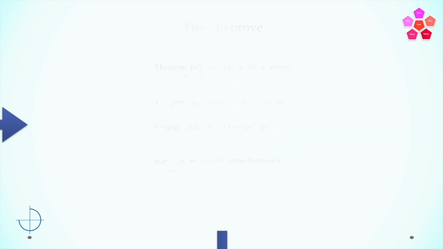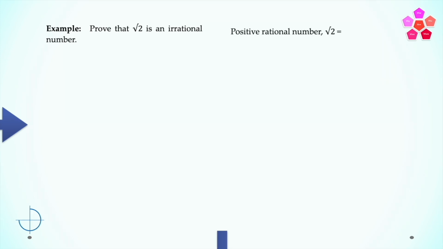So let's take an example. Prove that root 2 is an irrational number. Applying proof by contradiction, let us assume that root 2 is not an irrational number, or it is a rational number. So if it is a rational number, root 2 can be expressed in the form of p by q or a by b, where a and b are co-primes, that is, their HCF is 1.